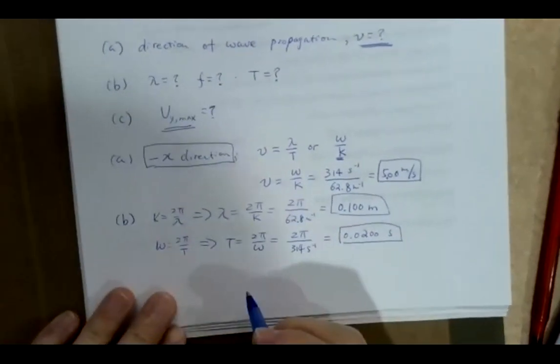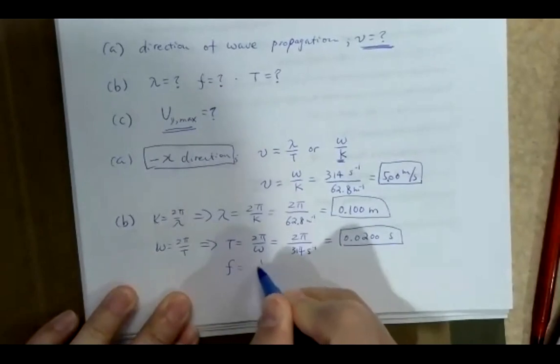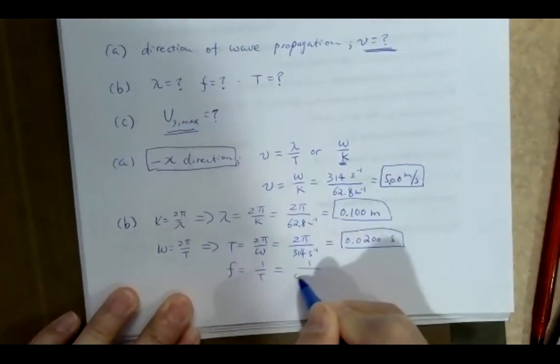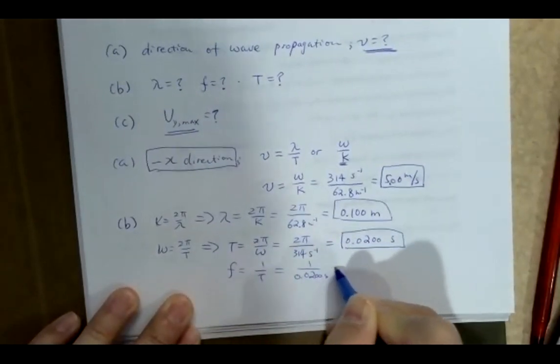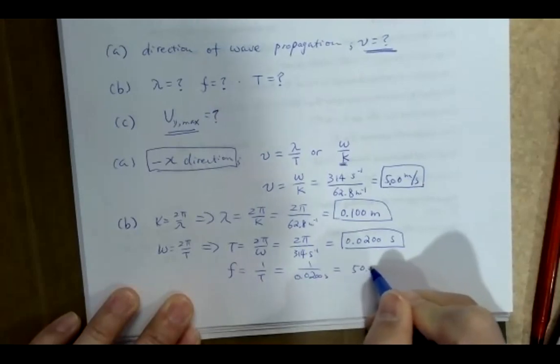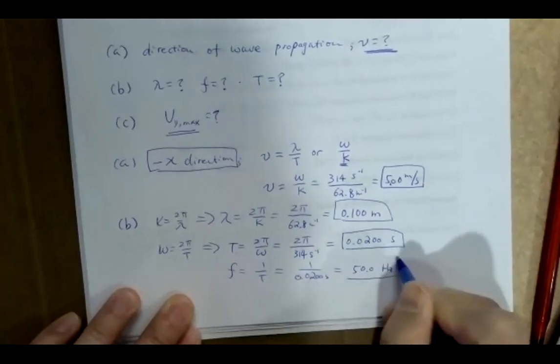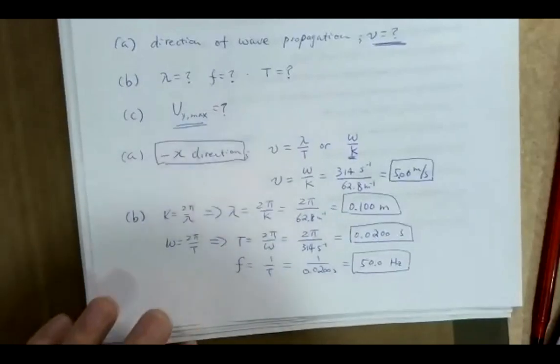Once you have T, then you can solve for your frequency. Frequency is 1 over T. So 1 over 0.0200 second will give you 50 hertz for the frequency.